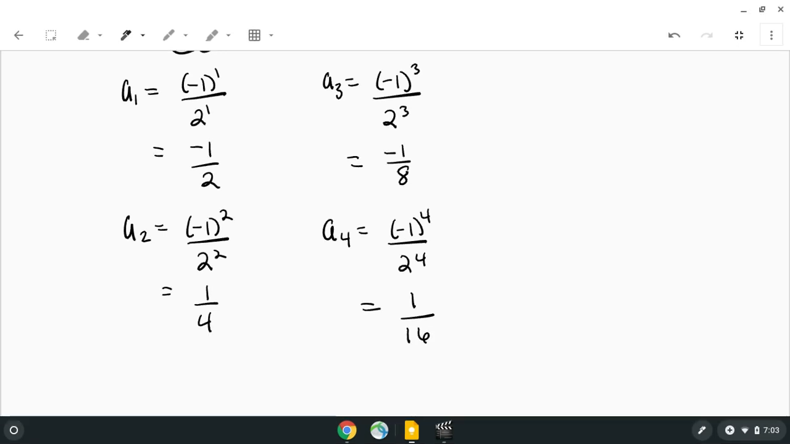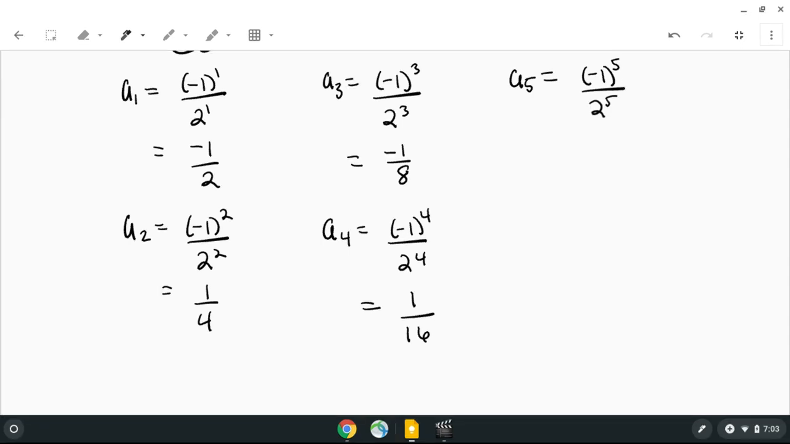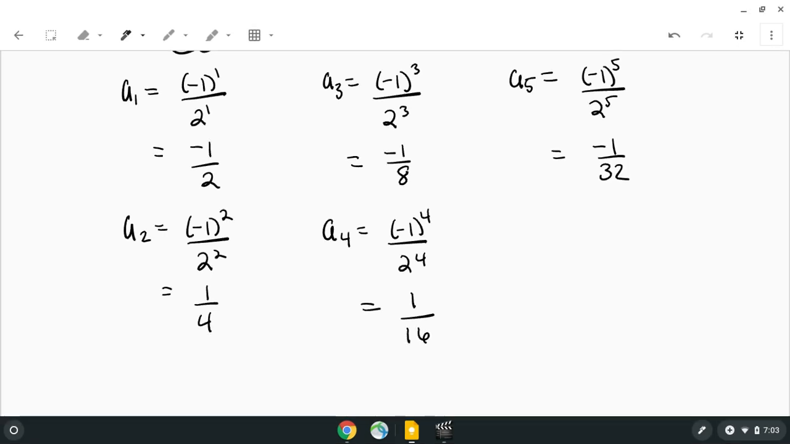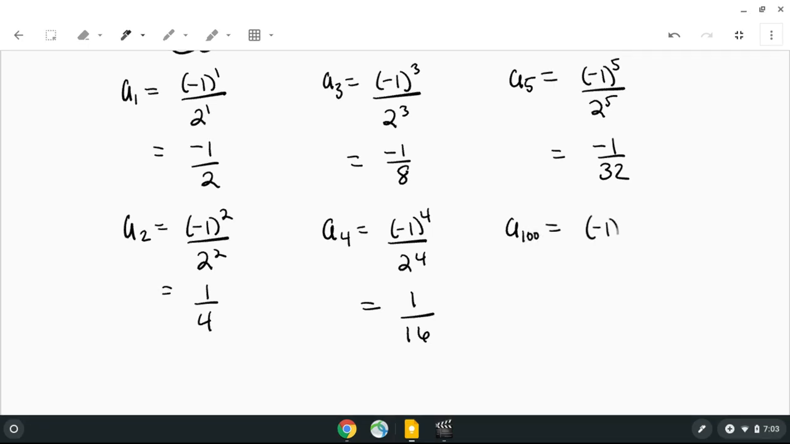Okay, almost done with the first 5 terms. A5, we're going to plug in 5 for n, so negative 1 to the 5th and 2 to the 5th. Okay, so negative 1 to the 5th is negative 1. 2 to the 5th is 32. Okay, so we found the first 5 terms, and now we are going to find the 100th term. So we're going to plug in 100 for n.